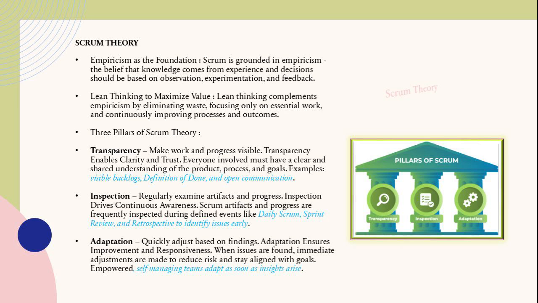This foundation relies on 3 key pillars: transparency, making work and progress visible to all through clear communication, visible backlogs, and shared definitions; inspection, regular check-ins during Scrum events to detect issues early; adaptation, adjusting quickly when challenges arise to stay aligned and continuously improve. Together, these principles keep Scrum teams clear, focused, and responsive, always learning and improving.